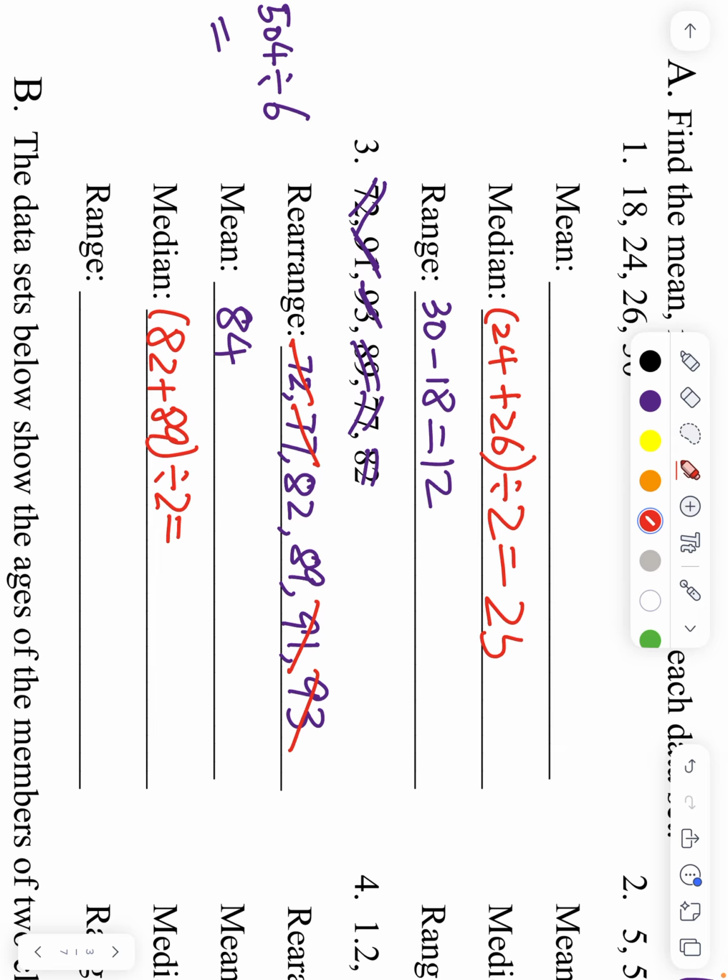So 82 plus 89 equals 171, then divided by 2. So 85.5. Okay, range. The biggest one, subtract the smallest one. So 93 subtract 72, that's 21. The range is 21.